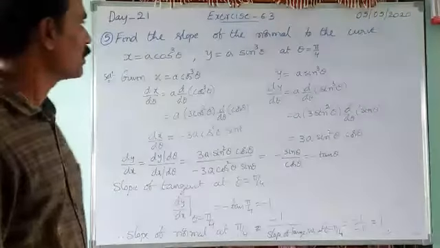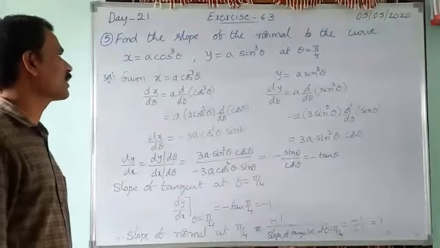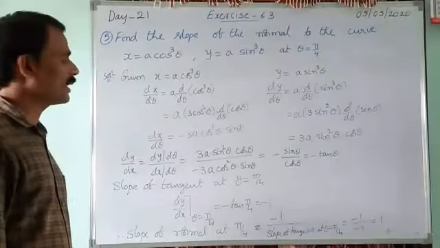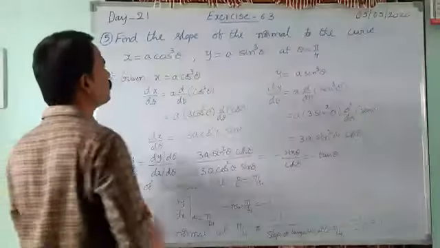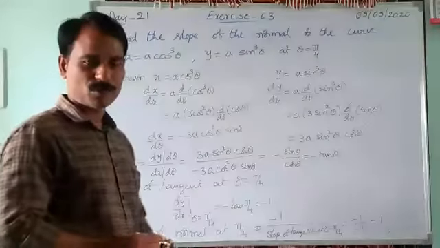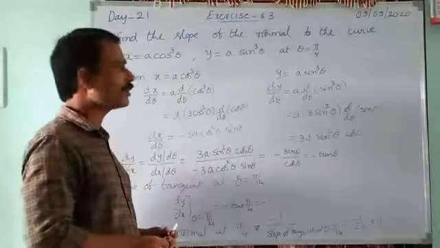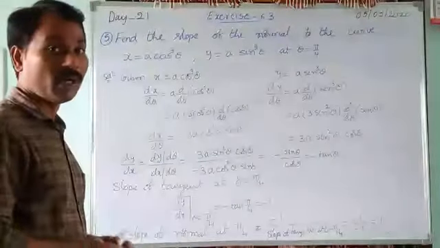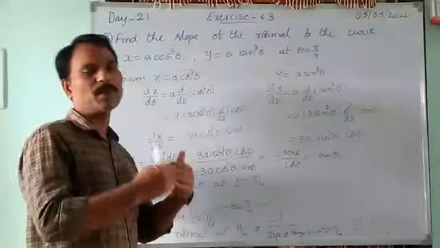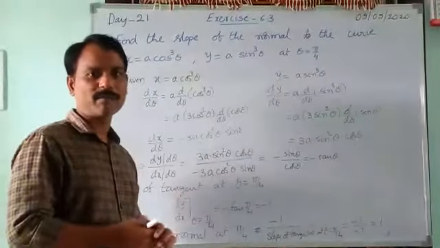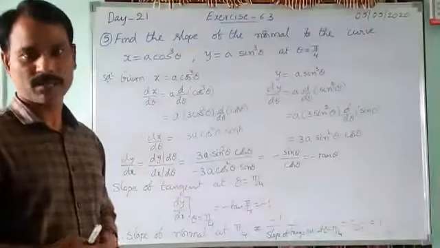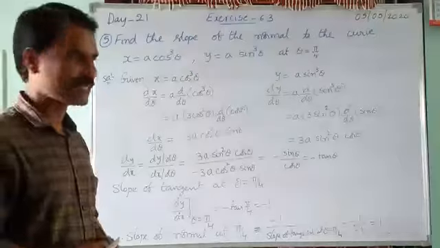Find the slope of the normal to the curve x is equal to a cos cube theta, y is equal to a sin cube theta, and theta is equal to pi by 4. Students, in the fifth question he is asking the slope of normal. Up to now, the first four questions he asked about the slope of tangent. Now he is asking about the slope of normal. How do you get the slope of normal? First, we have to find the slope of tangent. After getting the slope of tangent, the negative reciprocal of the slope of tangent is nothing but the slope of normal. That means minus 1 by slope of tangent.